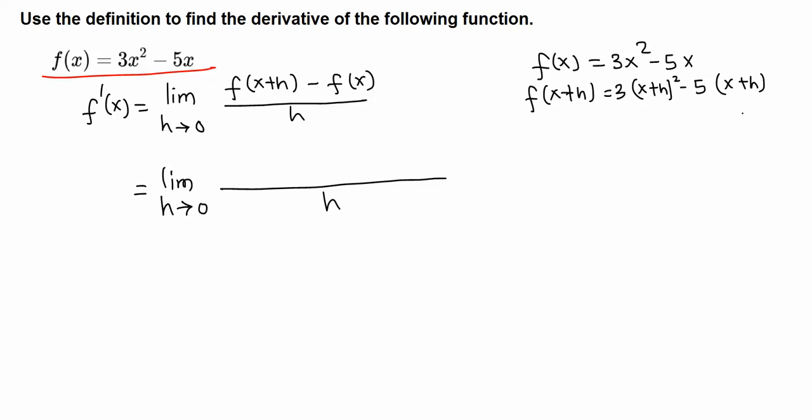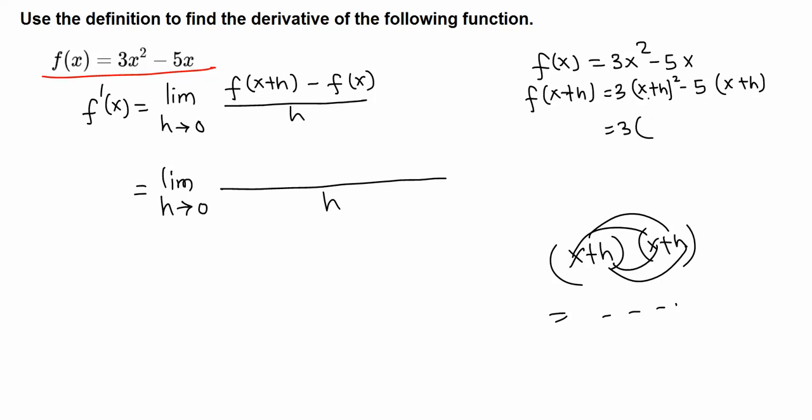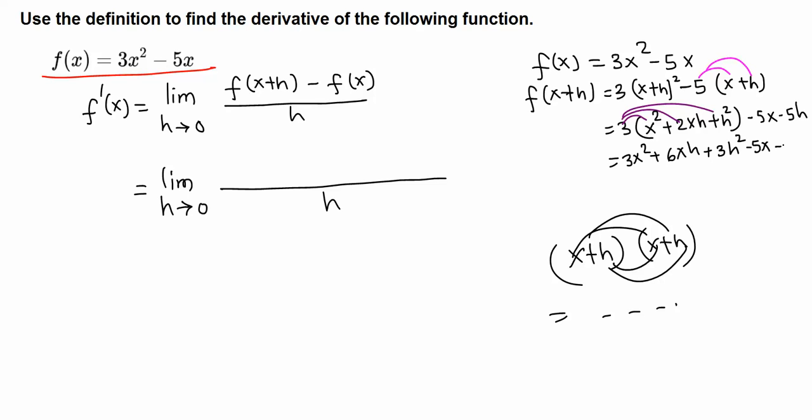Okay, let's simplify this. So x plus h is squared. This is not simply x squared plus h squared. We need to multiply x plus h by itself. Okay, and when you multiply this with itself, you're going to get x squared plus 2xh plus h squared, times 3. Minus 5, we need to distribute minus 5, and we get minus 5x minus 5h. Here we need to distribute 3. That's now 3x squared plus 3 times 2, 6xh, plus 3h squared minus 5x minus 5h.